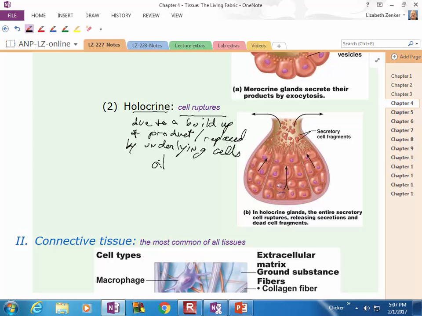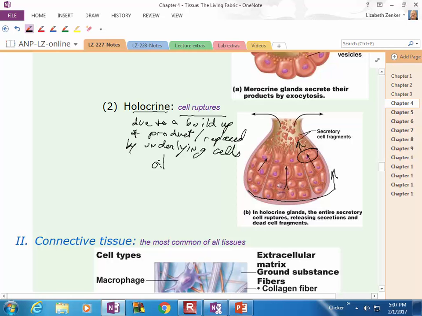So you can see here's your basement membrane or basilar surface, and it grows and moves up. And then notice how these guys are bursting and releasing their contents, and then that will come out of the pore. So this is how oil or sebum is produced. Cells are pushed to the surface. The product is released to the lumen and kind of creeps out or seeps out.